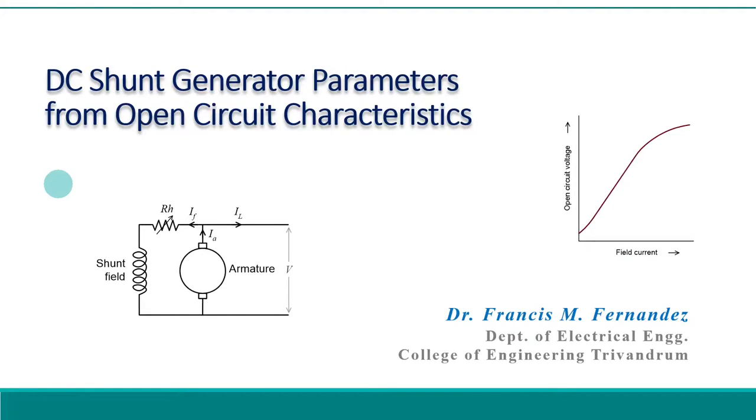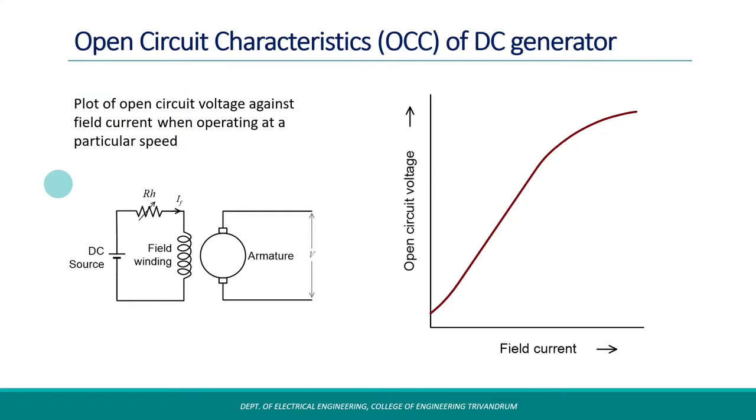Here we shall see how the open circuit characteristics test on a DC shunt machine will help to determine the machine parameters. First, let us have a look at what is the open circuit characteristics. It is a plot of voltage generated against field current when the machine is operating at a particular speed.